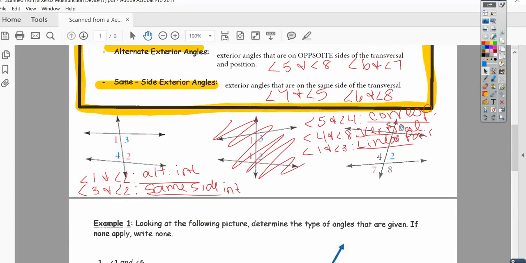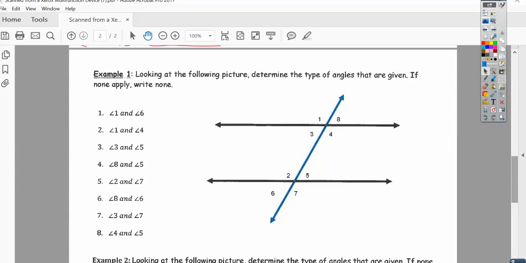So go ahead and flip your paper for me, please. I want you to pause this video and do 1 through 8, looking at this picture, and then I want you to unpause this video, and then we'll go over it.